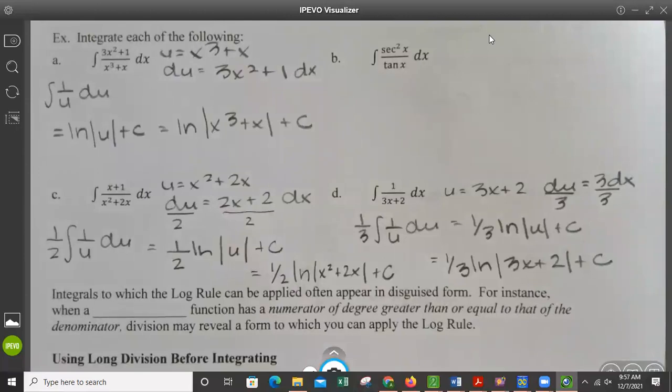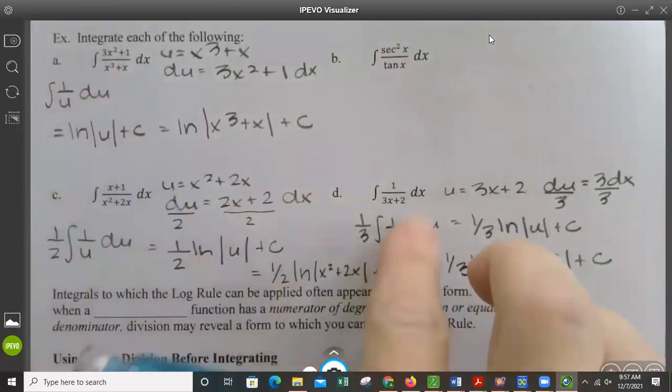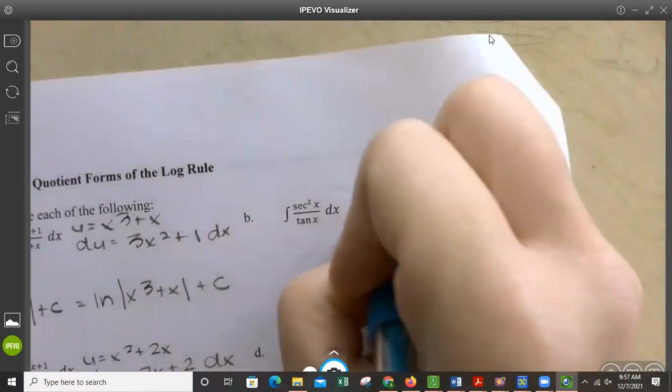Everybody good with those 3? All right, so what am I going to use on B? Every one, we've used the bottom, right? We're going to use it again so that we can do 1 over u.